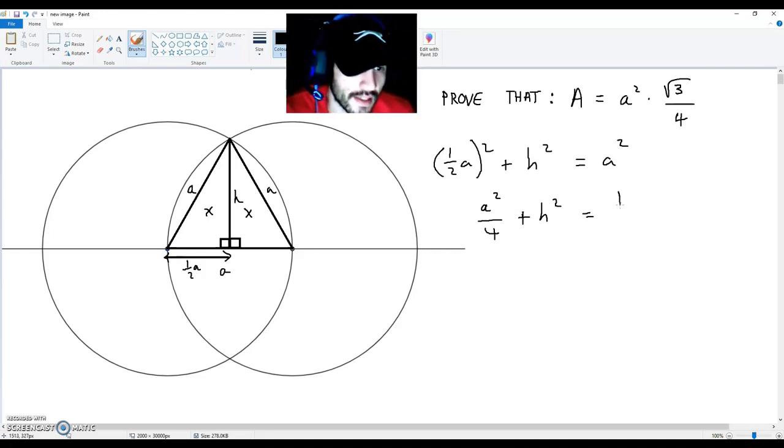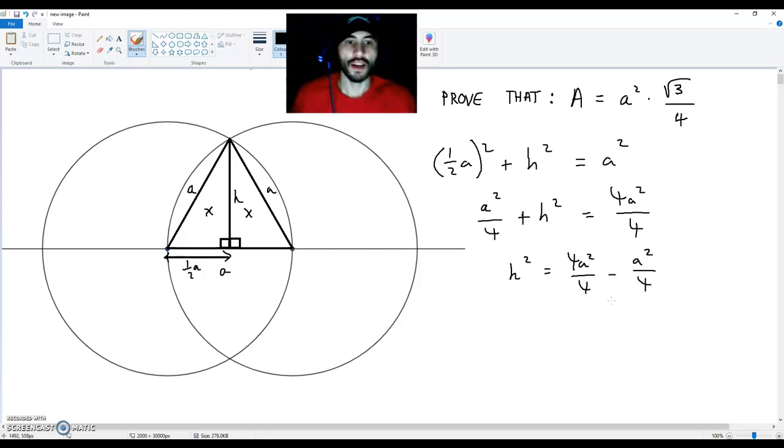Now a squared is the same as 4a squared over 4, because 4 over 4 is obviously equal to 1. So this means we get h squared is equal to 4a squared over 4 minus a squared over 4, because we've subtracted a squared over 4 from both sides of the equation. Now, if we have this, we end up with h squared is equal to 3a squared over 4.